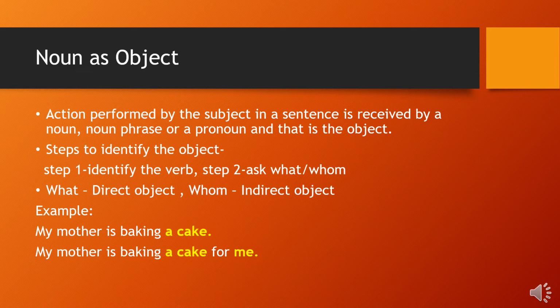So if the sentence is like, my mother is baking a cake for me, there are two objects here. One is direct and one is indirect. When I ask the question, what is the mother baking? I'm getting the answer, a cake. So a cake is the direct object. When I ask the question, whom? The cake is baked for whom? The answer is me. So me is the indirect object.